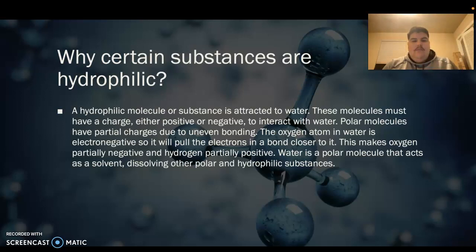The oxygen atom in water is electronegative, so it will pull the electrons in a bond closer to it. This makes oxygen partially negative and hydrogen partially positive. Water is a polar molecule that acts as a solvent, dissolving other polar and hydrophilic substances.